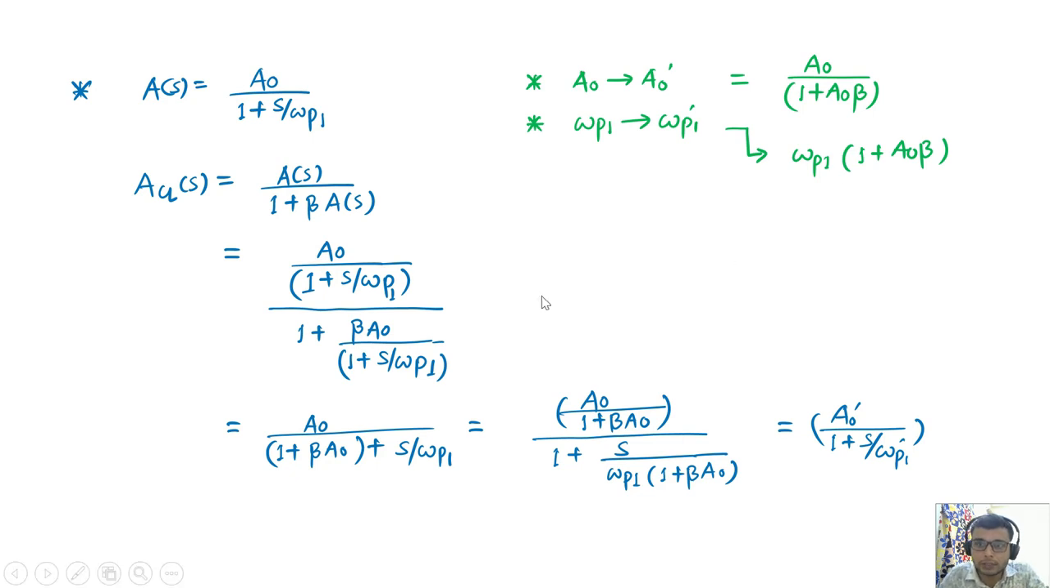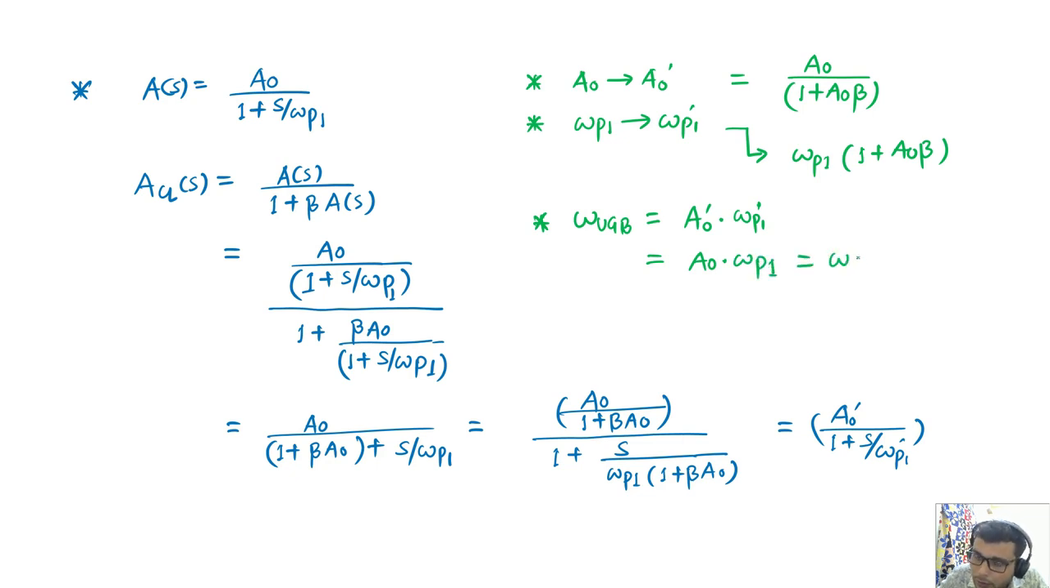So on the log scale we can see this. And what about the UGB for the closed loop system? Omega UGB is still the same, because it is nothing but A naught dash multiplied with omega p1 dash. So it comes out as A naught into omega p1, which is nothing but the omega UGB of the open loop system. Okay, it is still the same. This is the closed loop system, and that is the open loop system.